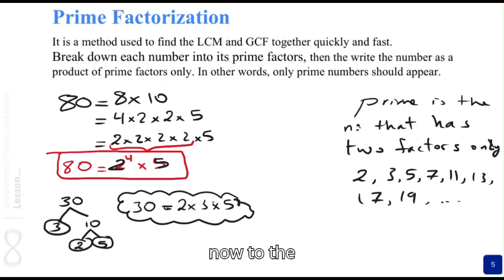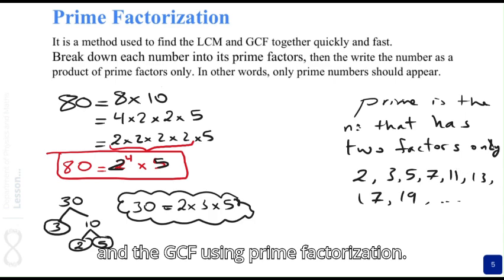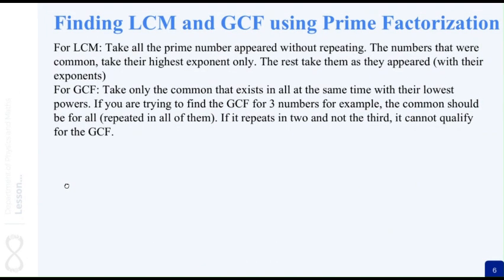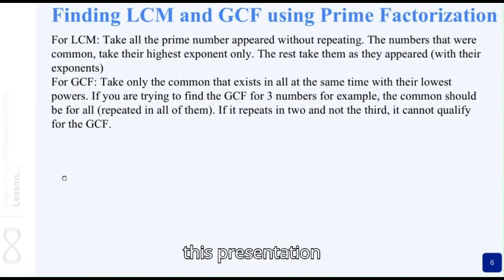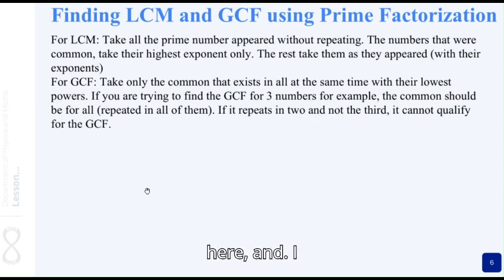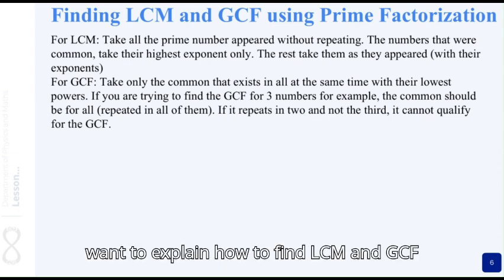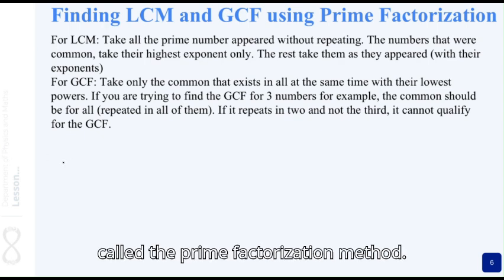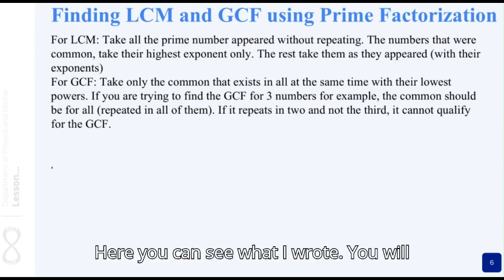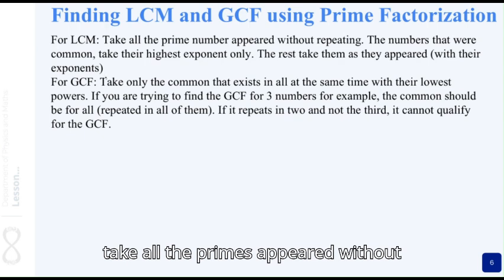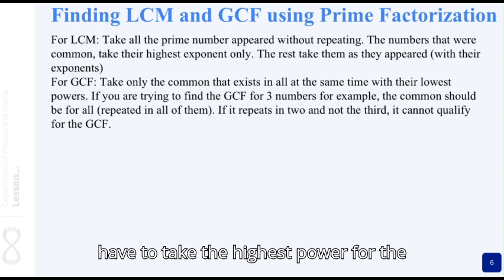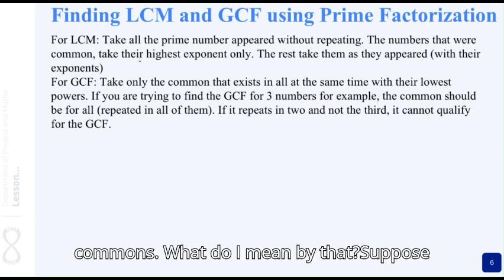Let's go now to the examples to find the LCM and the GCF using prime factorization. If I take this presentation here, I want to explain how to find LCM and GCF using this method, which is called the prime factorization method. Here you can see what I wrote. You will take all the primes that appeared without repeating, and you have to take the highest power for the commons. What do I mean by that?